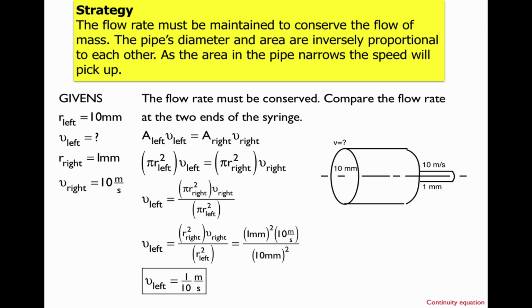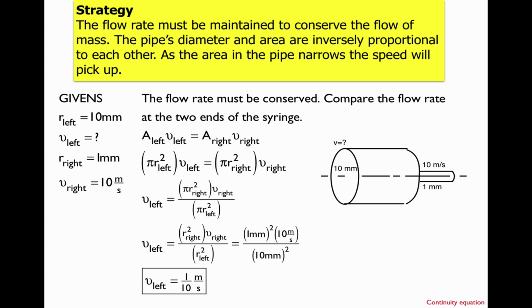It's all about flow rate, but let's talk about where the flow rate comes from. So the flow rate must be maintained to conserve the flow of mass. It's a conservation of mass problem. And then it says the pipe's diameter and area are inversely proportional to each other. As the area in the pipe narrows, the speed will pick up. That's a great explanation because I'm talking about where my concepts are coming from and how it's applied, and I'm using the right vocabulary by inserting the word proportional in there where it's appropriate.